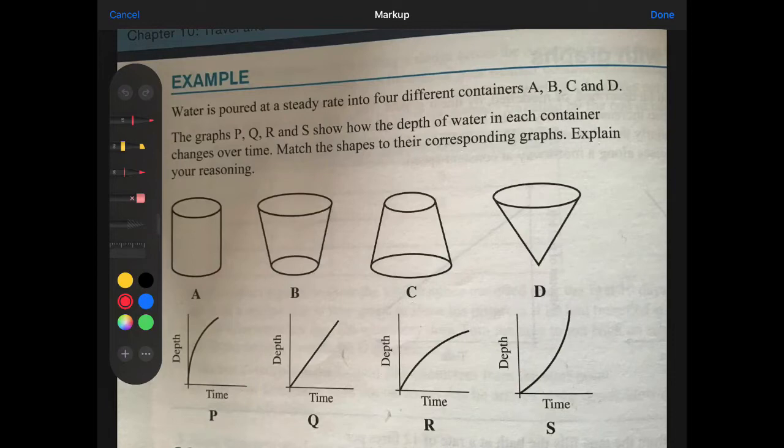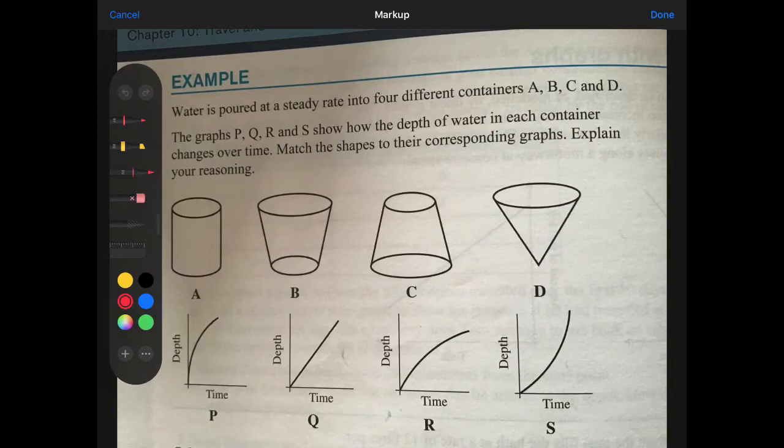They are being filled with water, and we need to match each container with the graph that shows the change in how much water there is in each container. So if I just pick my pen here, okay, the easiest one is A.